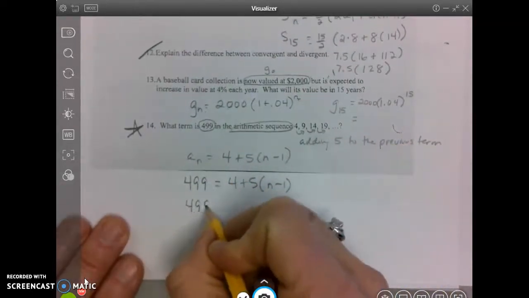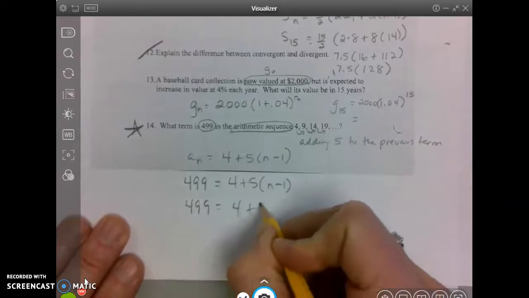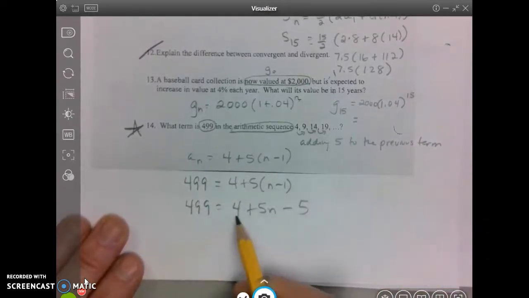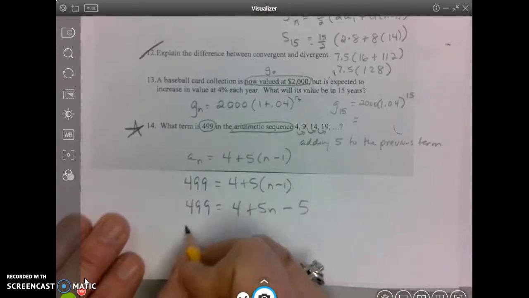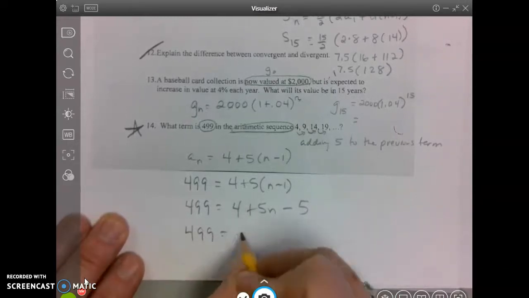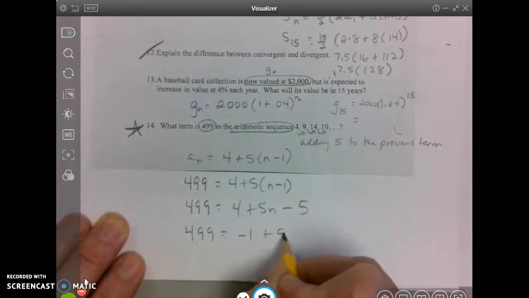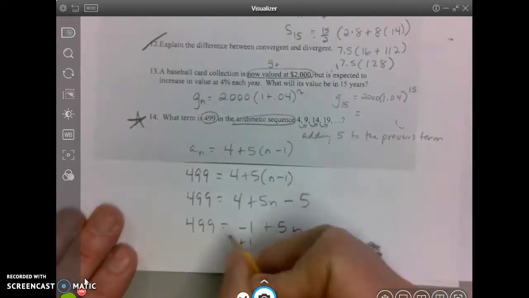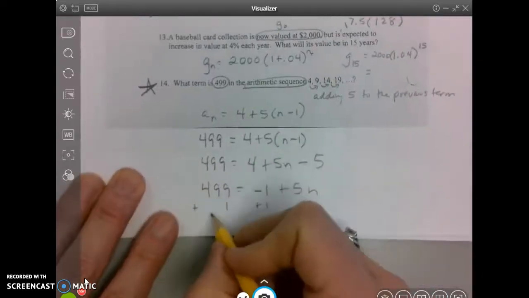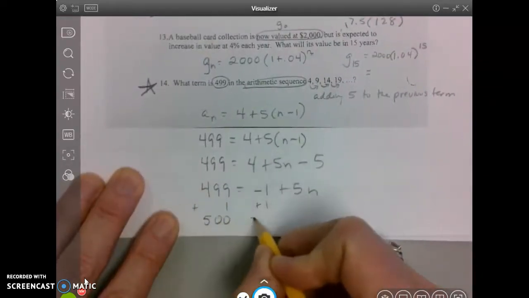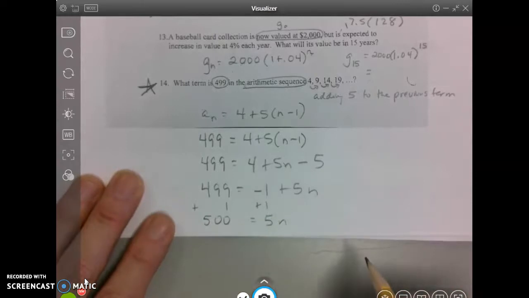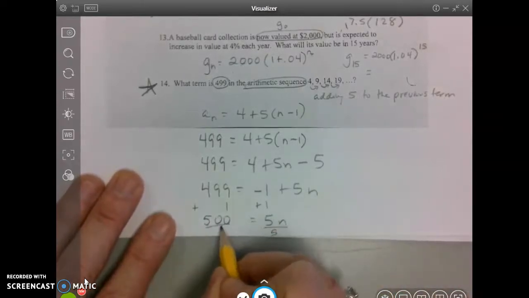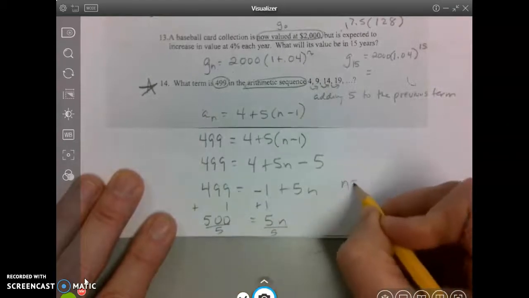So 499 equals 4 plus 5n minus 5. We get the 4 and the negative 5 together. Add 1. Divide by 5.